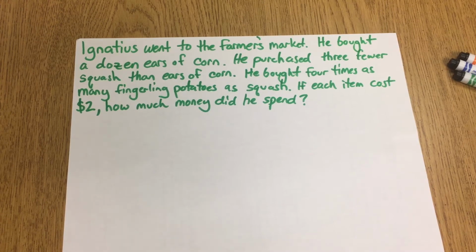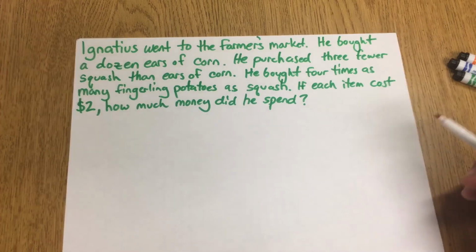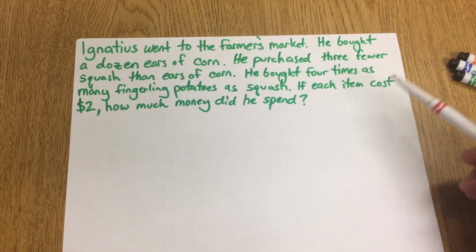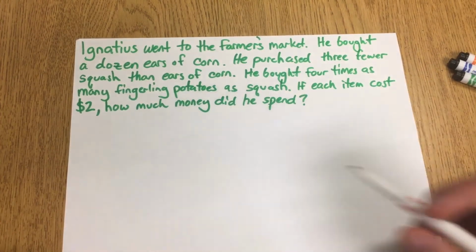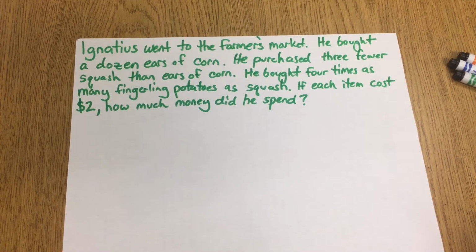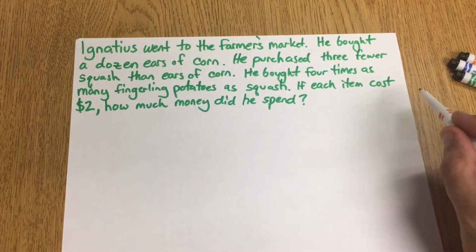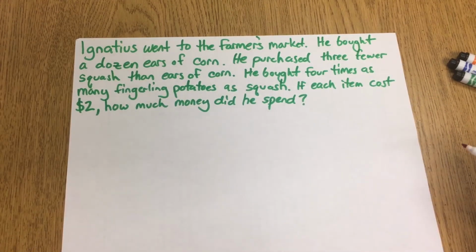So we started off with Isidore, we had Ignacio, now we have Ignatius. Ignatius went to the farmer's market. He bought a dozen ears of corn, he purchased 3 fewer squash than ears of corn, and he bought 4 times as many fingerling potatoes as squash. Who buys stuff this way? Well, I probably would, but right now we're trying to figure out if each item cost $2, how much money did he spend?